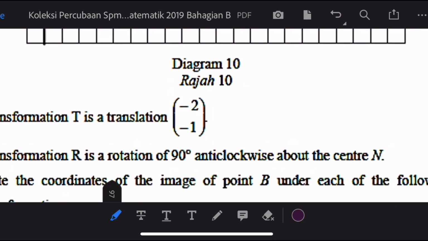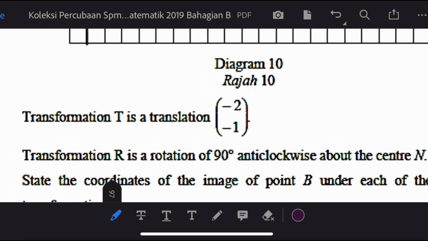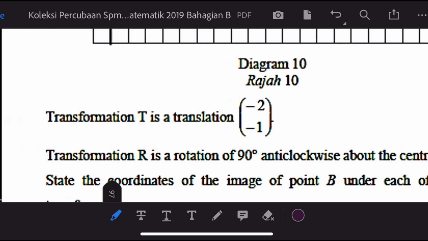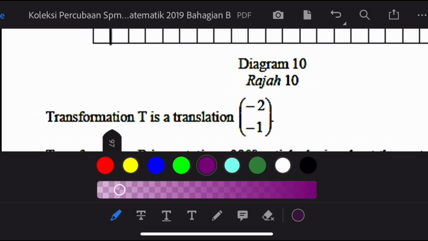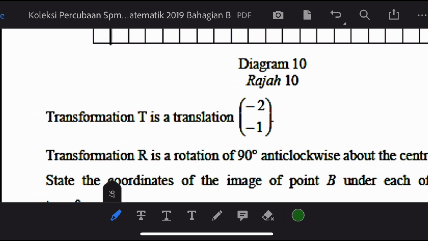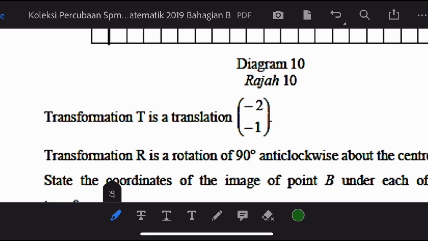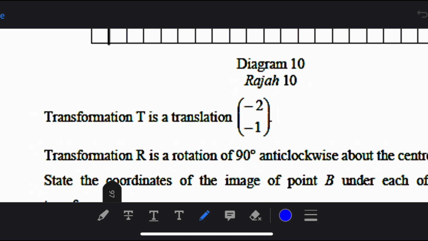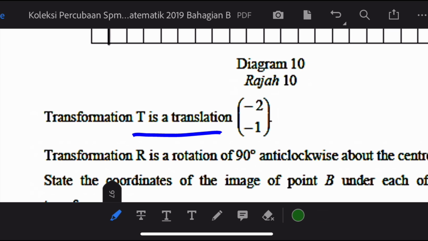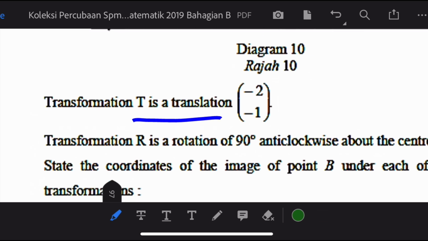Alright, this is a diagram given to you. Now the transformation T is a translation of (-2, -1). So we will highlight the keywords. The translation T is -2 along the x-axis and -1 along the y-axis. Translation is quite easy, right?